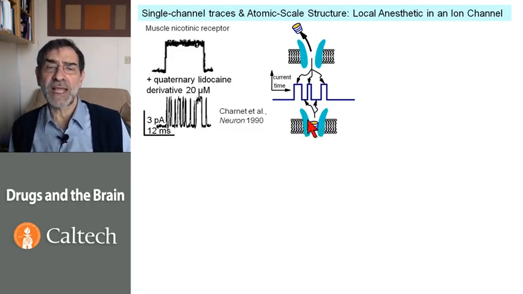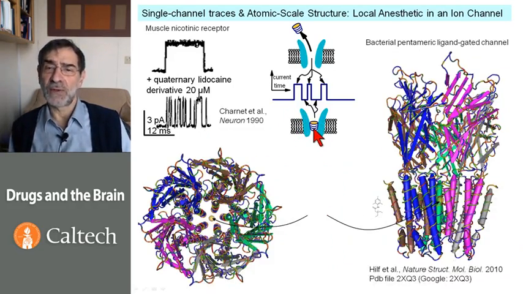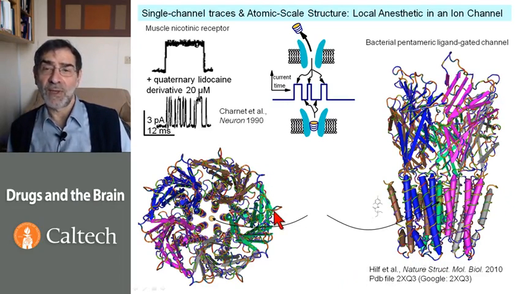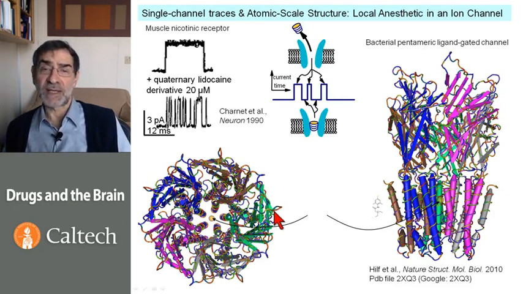Well, how do we know it's actually like a plug in a drain? Well, recently, the community has produced X-ray crystallography studies of bacterial analogs of pentameric ligand-gated channels. Here is the structure of one of these bacterial analogs. So it would be a model for the GABA or glycine or nicotinic receptor.